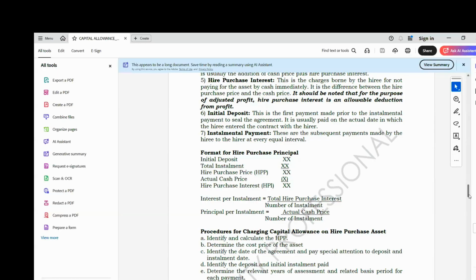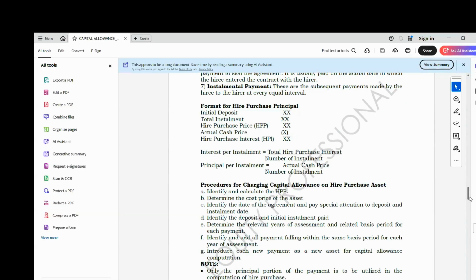So what is now the procedure for calculating capital allowance when an asset is acquired on hire purchase? The first step is to identify and calculate the hire purchase price.